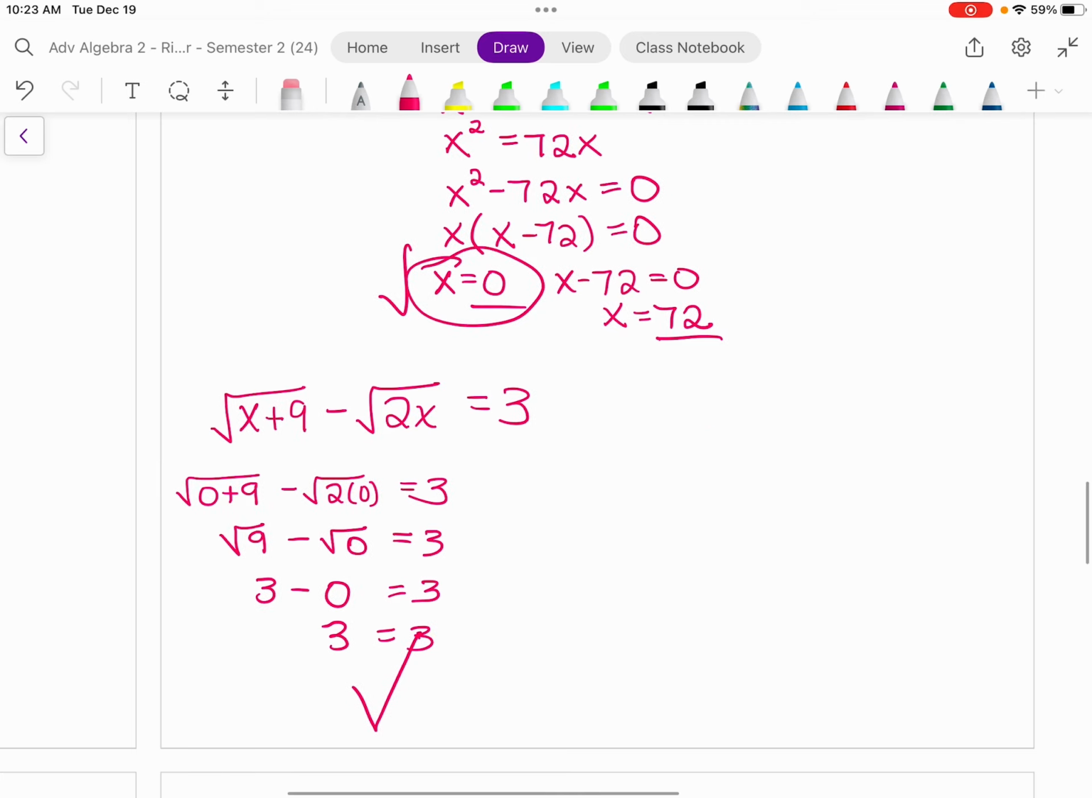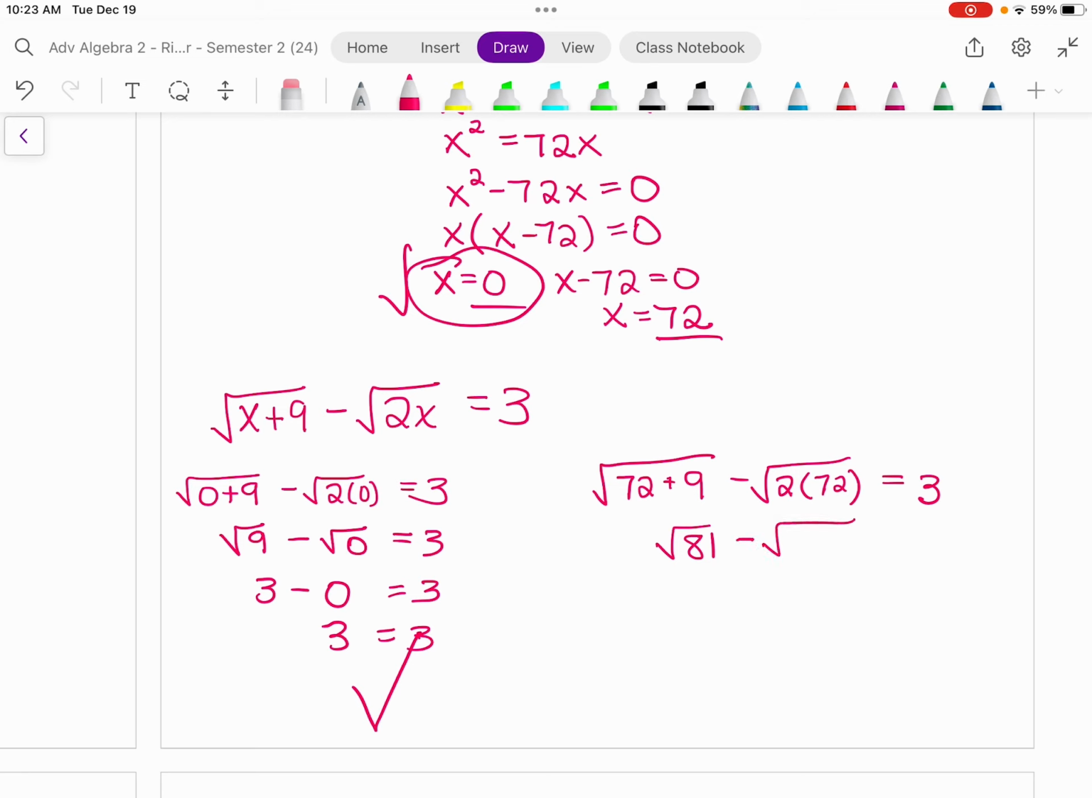We're going to do the same thing again, except this time it's going to be square root of 72 plus 9 minus square root of 2 times 72. And it should equal 3. So I get square root of 81 minus square root of 144, hopefully equals 3. Well, square root of 81 is 9. Square root of 144 is 12. Does that equal 3? Nope. Negative 3 does not equal 3. So this one does not work.